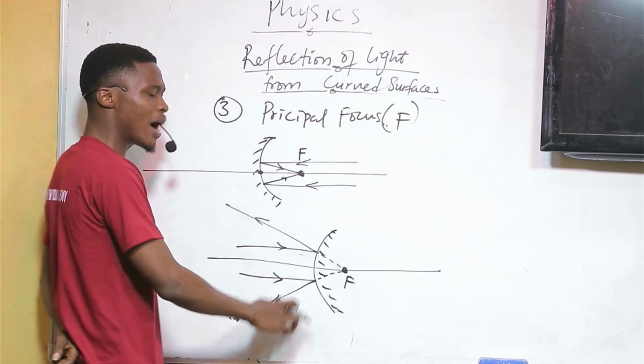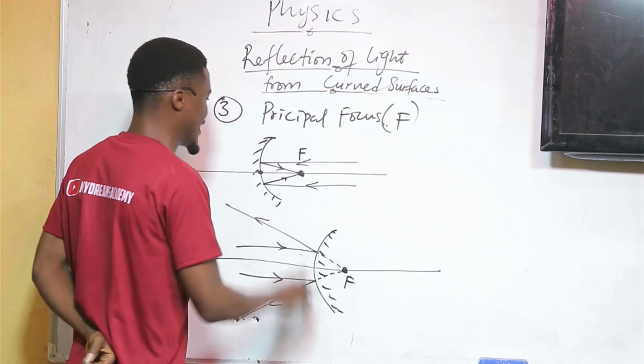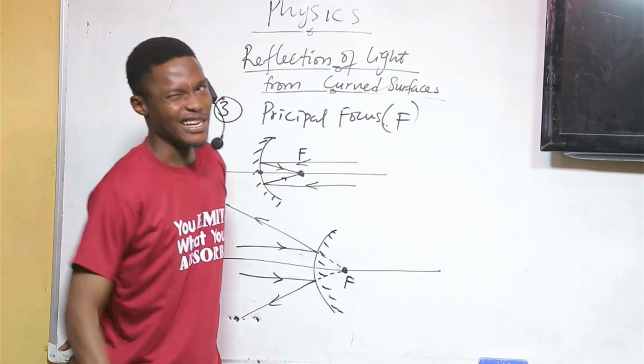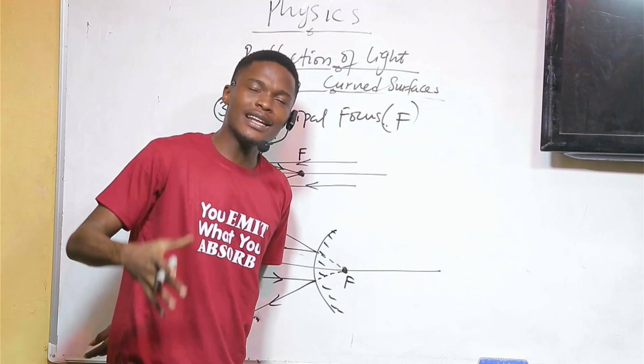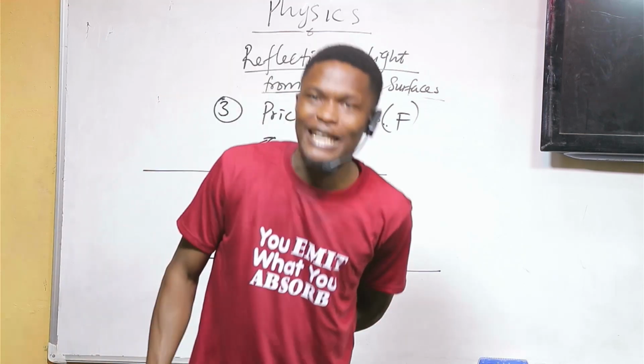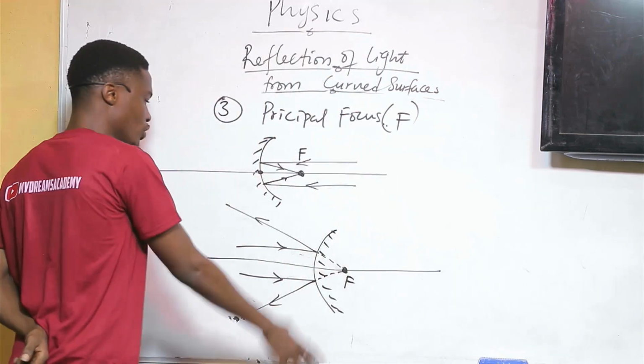If you are defining this one, you should know that it appears to converge. This one, it converges. Okay? That something is appearing to converge does not mean that it converges. So make sure you take note of that.